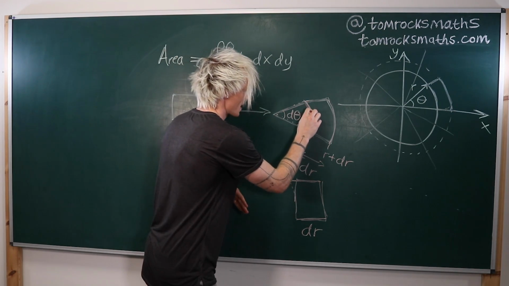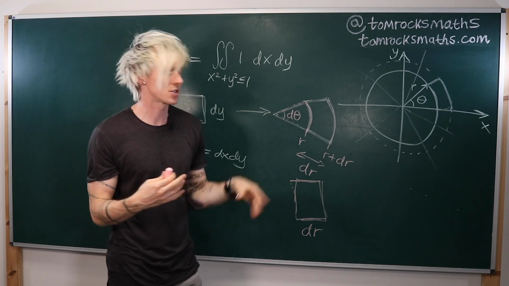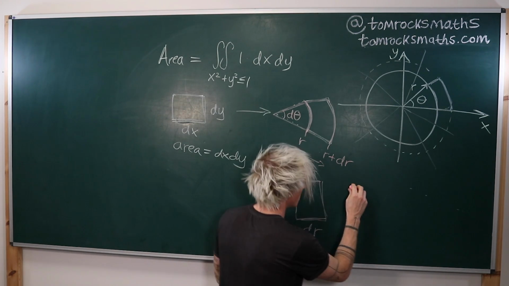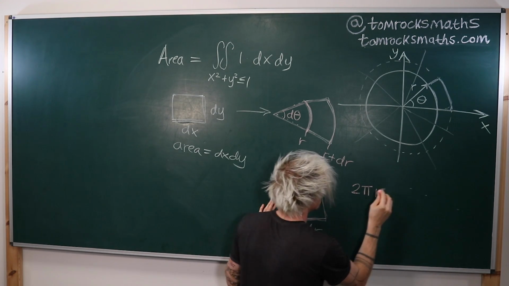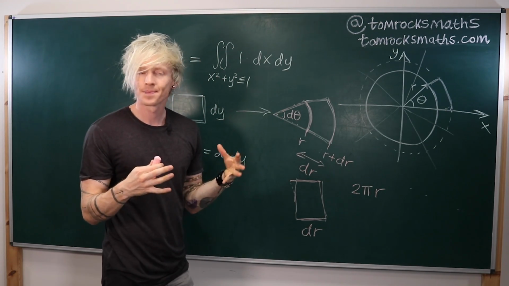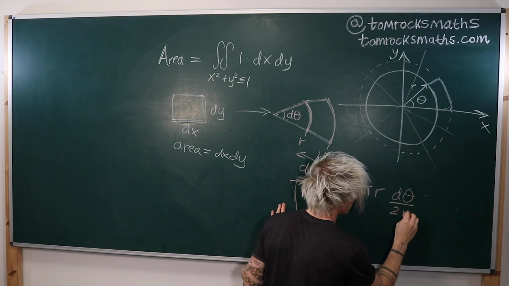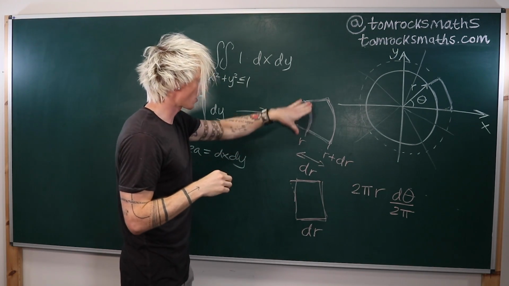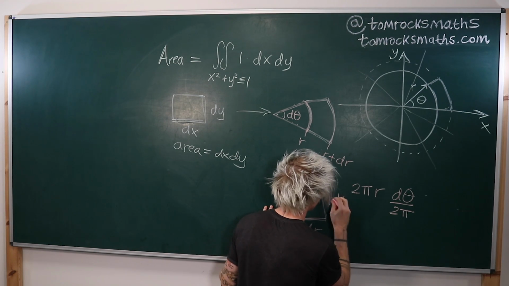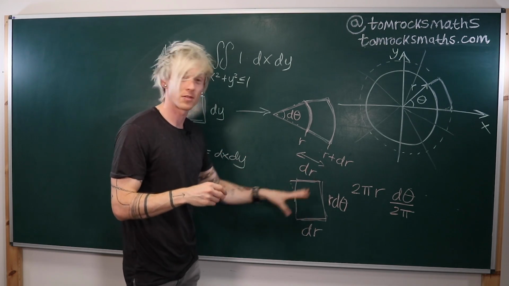So let's take the inner one. What we have is a fraction of the total circumference of this circle. We know that the total circumference is, of course, 2 pi times the radius, where r is the value of our radius for this inner arc. But we only have d theta out of 2 pi of the total distance. So the arc length on the inside will just be r d theta. And it's this value, r d theta, that we're going to use as the height of our rectangle.